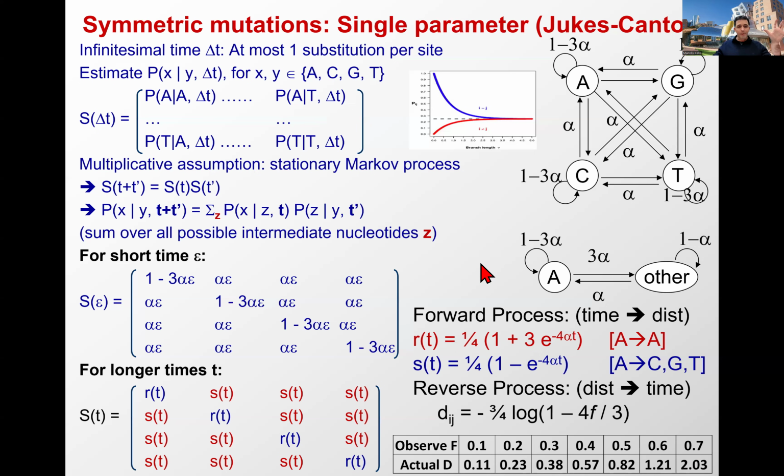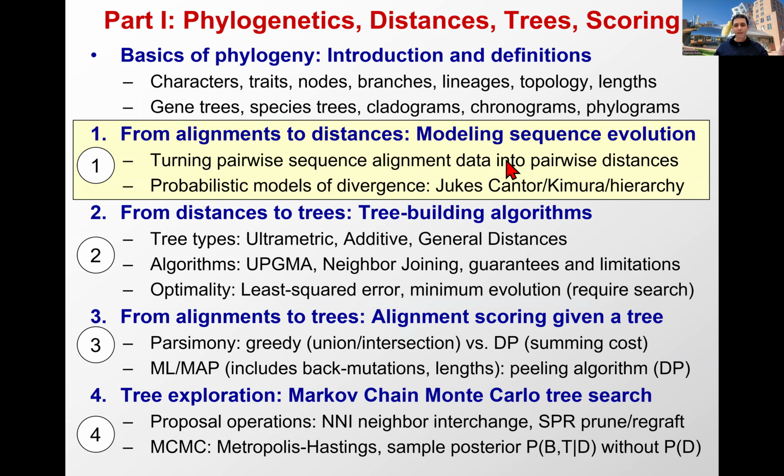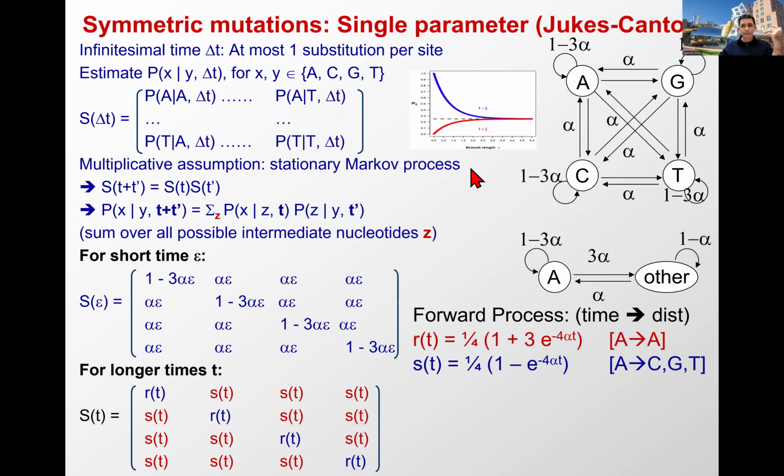So that's the simplest model. This is known as the Jukes-Cantor model, and it has only one parameter. And that's basically the part about actually modeling evolution. So how do we turn pairwise sequence alignments into pairwise distances? What we need is a probabilistic model of divergence. And the simplest one is the Jukes-Cantor model. Everybody so far? Awesome.